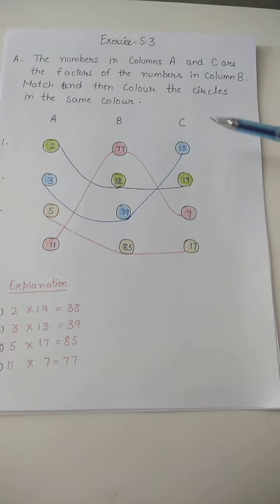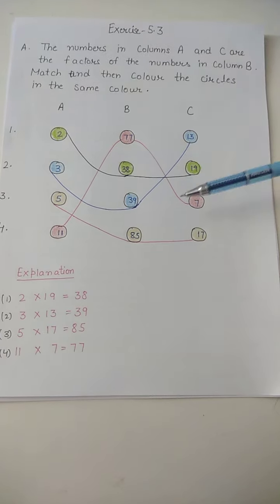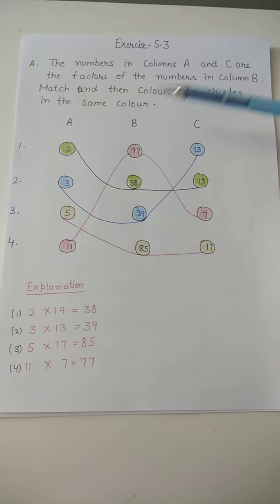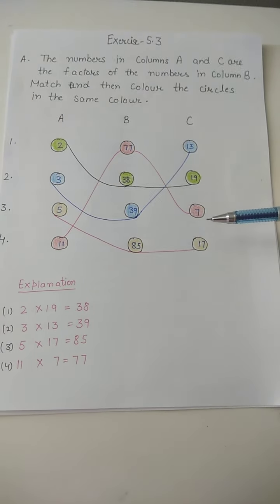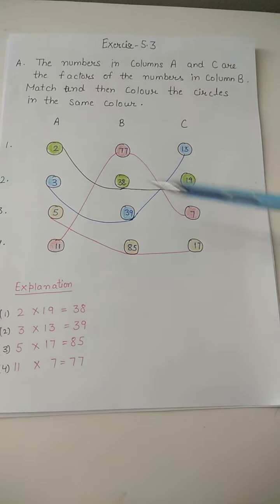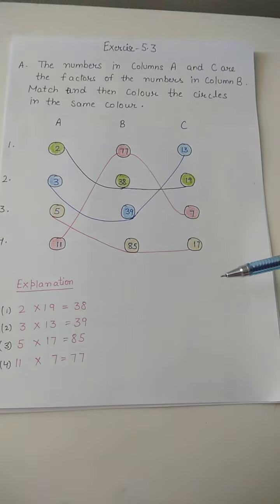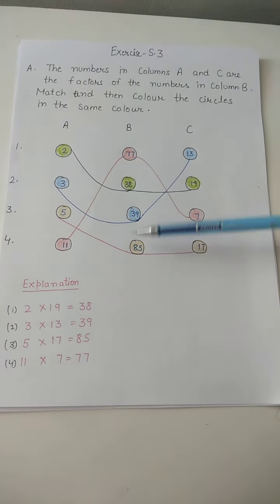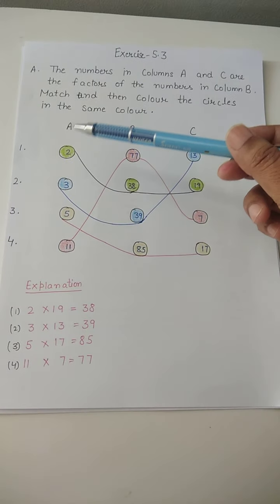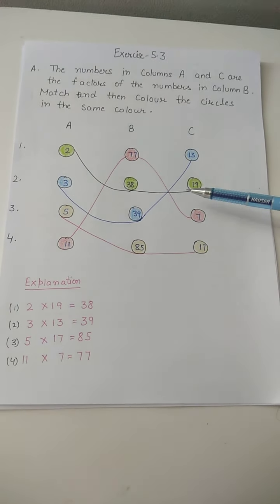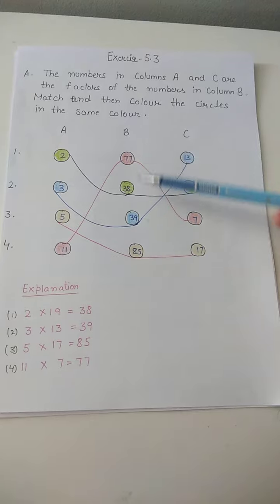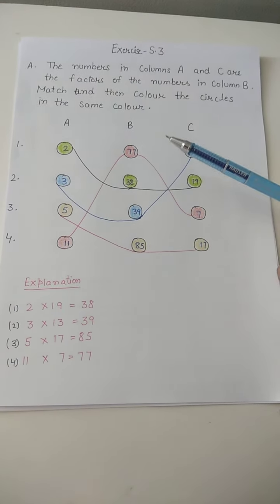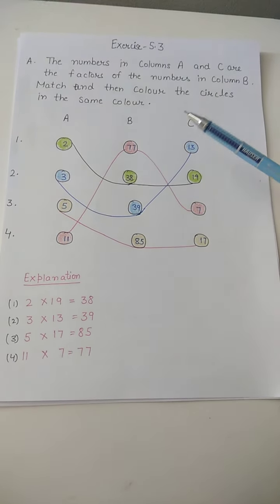Now this is question number 1 A of exercise 5.3. Look here. The numbers in column A and column C are the factors of a number. Column A is this one and column C is this one. So they are saying these two columns are the factors of what? Factors of column B. Means when we multiply the number from A and the number from C, what do we get? The B, because B is the product of that. So we have to find them and then color all the circles the same.